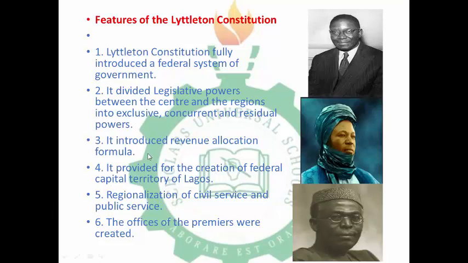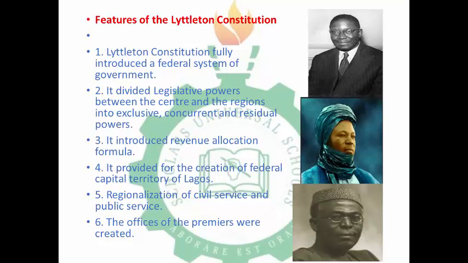Then we now move to the number 3 feature here, which is that it introduced revenue allocation formula. So the Lyttelton Constitution introduced revenue allocation formula. When we say revenue, it means income that is generated in the country. Now allocation formula is talking about how this income generated in the country will be distributed or shared between the government at the center and the regions for the development of the society. That is what that means. So it introduced how to actually share the revenue of the country among the regions and the government at the center itself.